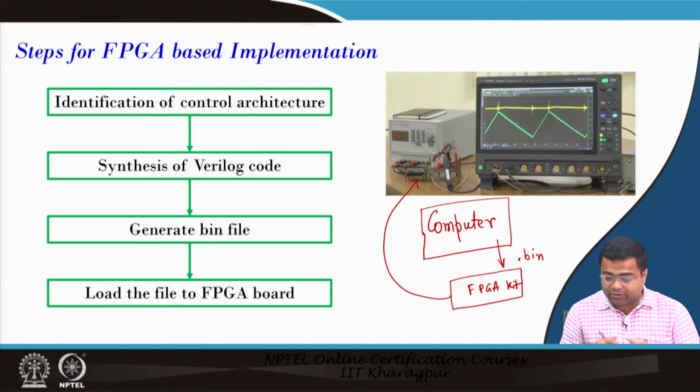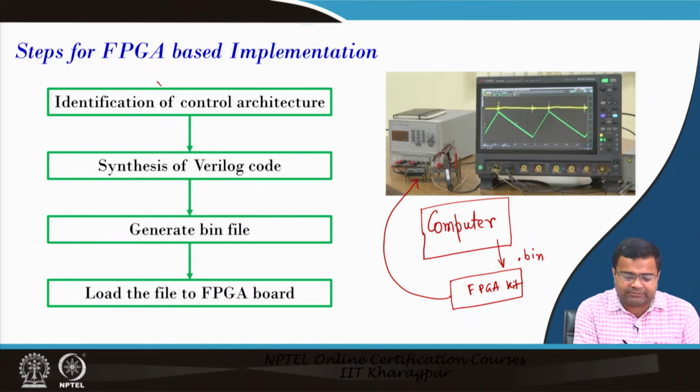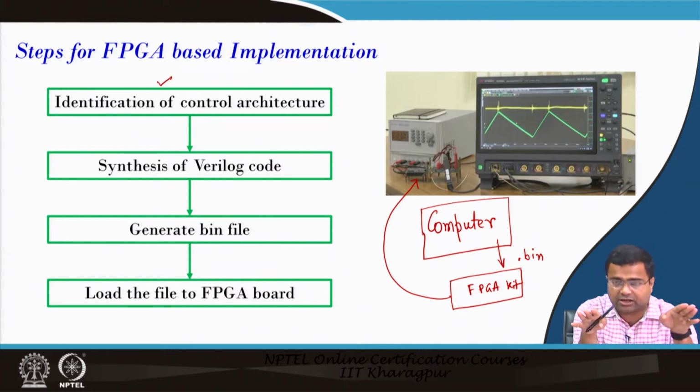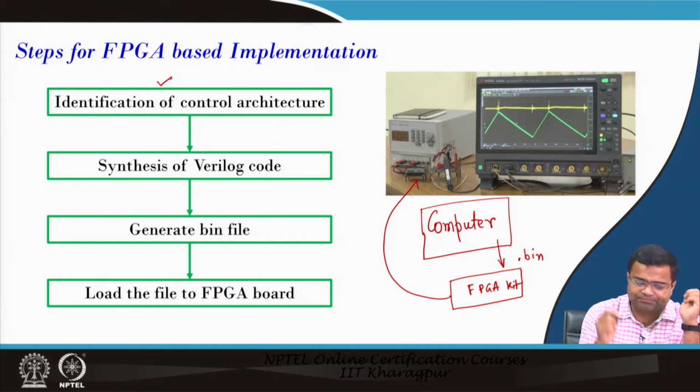So, how do we generate that bin file so that you can dump it into the FPGA? First, we have to identify the control logic. Here we are talking about peak current mode control with a constant current reference. We are not going to present the whole code, because we have not yet started the Verilog programming, and that we will discuss in the subsequent lecture.